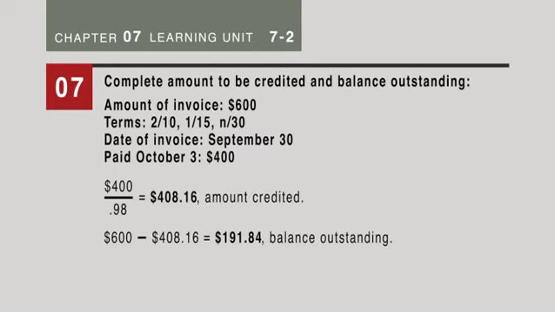Now, before we go on, this is really important. The most common mistake here is someone will take 2% and then just multiply it times the 400 and get $8 discount. That's not the case here because this is only a partial payment. The 2% is on the 400 as a partial payment, not the full bill.